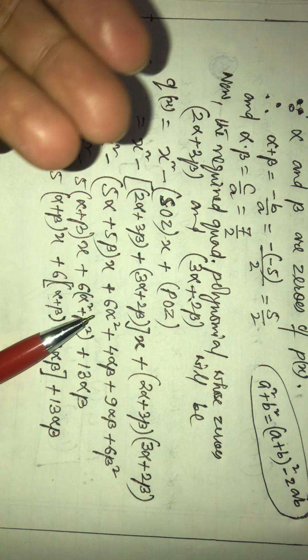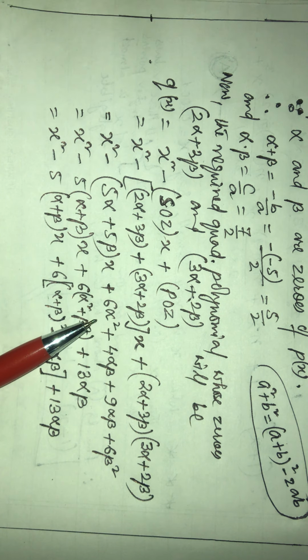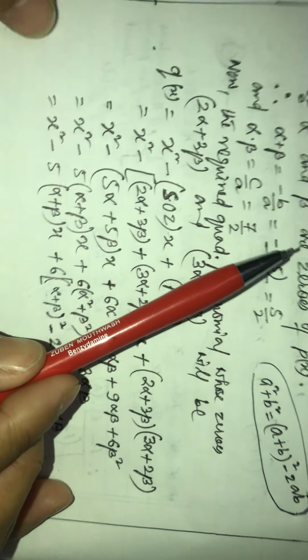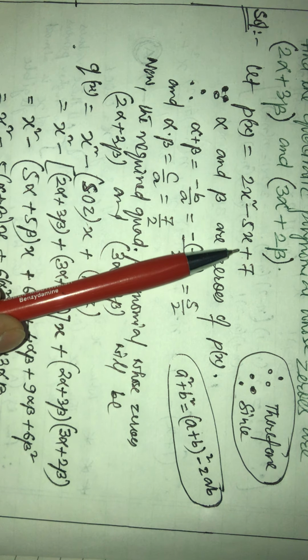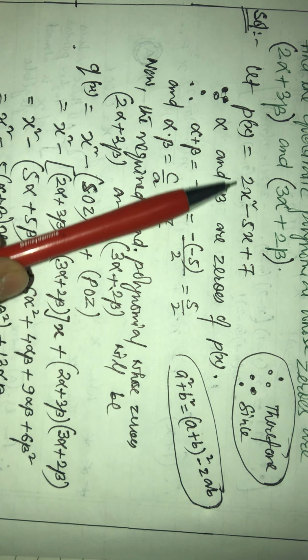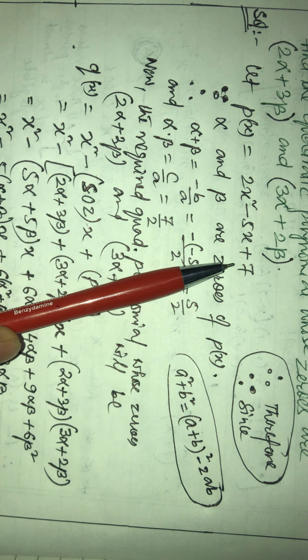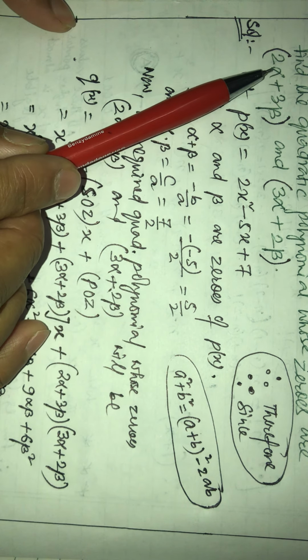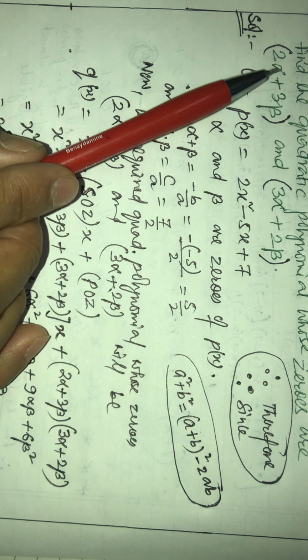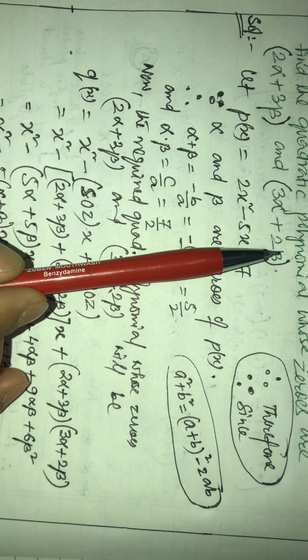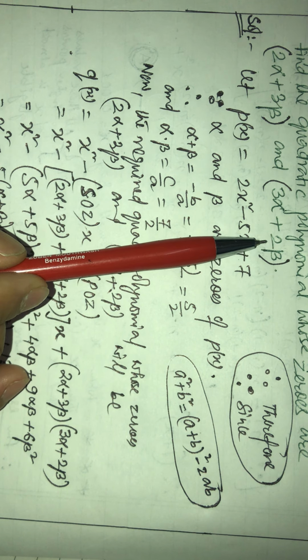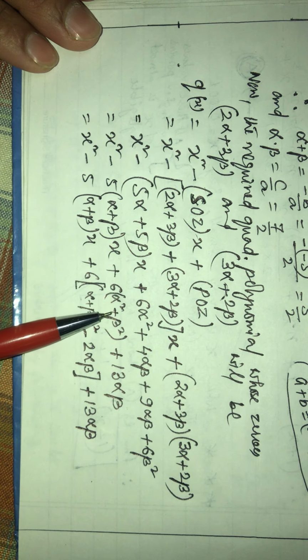Otherwise this could have been done by, as I told you earlier, simply factorizing this one. If you factorize this by splitting the middle term, you will get alpha and beta, and whatever alpha and beta you get, you just need to substitute here and here to get the new polynomial. But instead of that, I followed this method. Why? Because this is important.